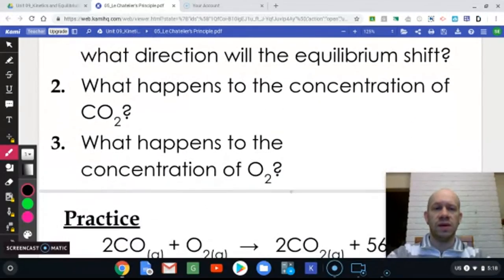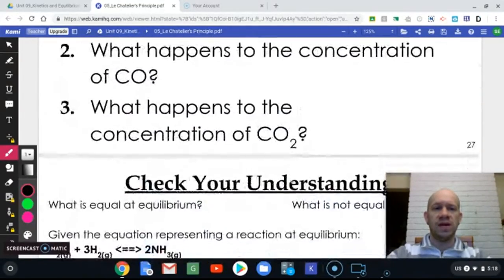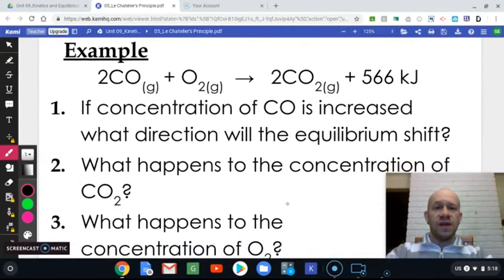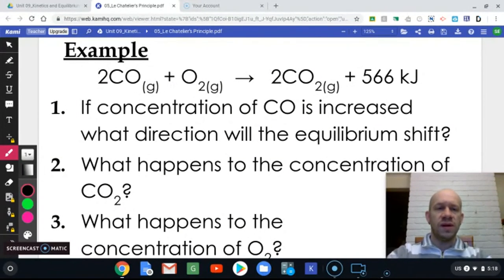Let's do an example and a practice, and then we're done. So if the concentration of CO is increased, what direction will the equilibrium shift? So remember, if I add something, I'm going to move away from it. So the equilibrium will shift to the right.